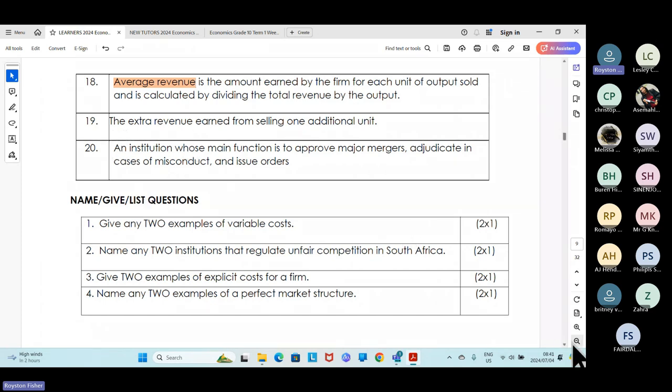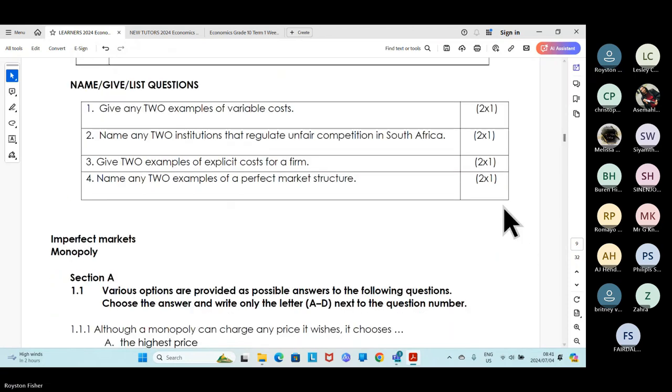Now the next part of the work that you need to complete, they give us here name, give, list questions. So this is normally the first question that you will receive under Section B, whether it be Question 2, Question 3, or Question 4. And the only thing that they require of you is to name, give, or list. That's all. You don't need to explain. I'm going to give you about 6 minutes to complete this, and then we will compare our answers.